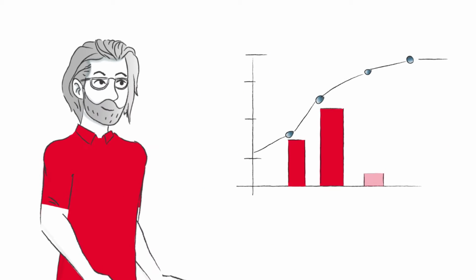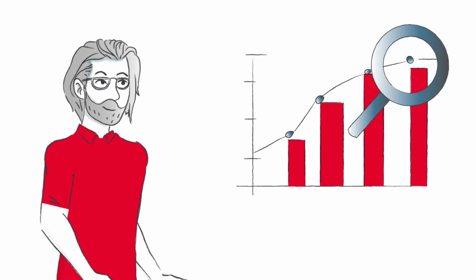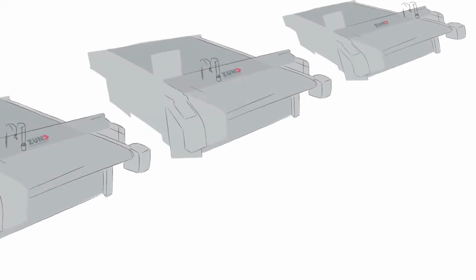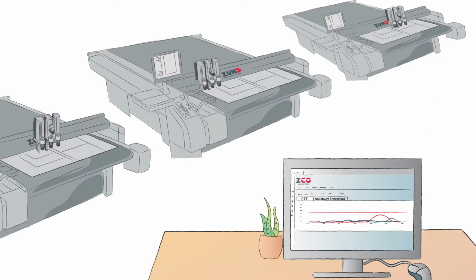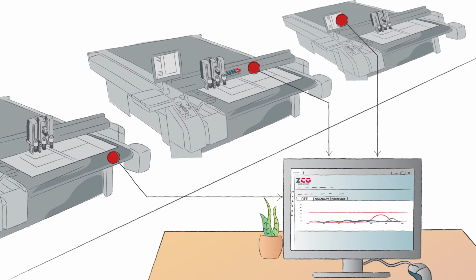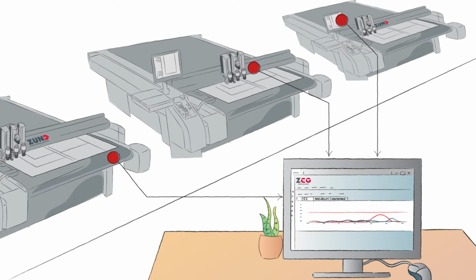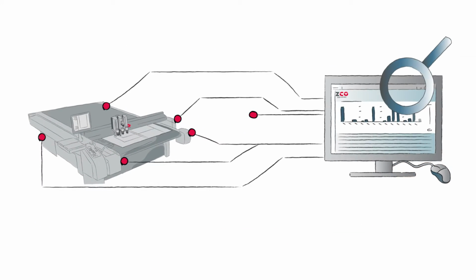Zünd Connect gives him full transparency over his production processes. It lets Sven monitor the availability and performance of his Zünd cutters. He can evaluate actual production times. He can even track down production losses and analyze their sources.